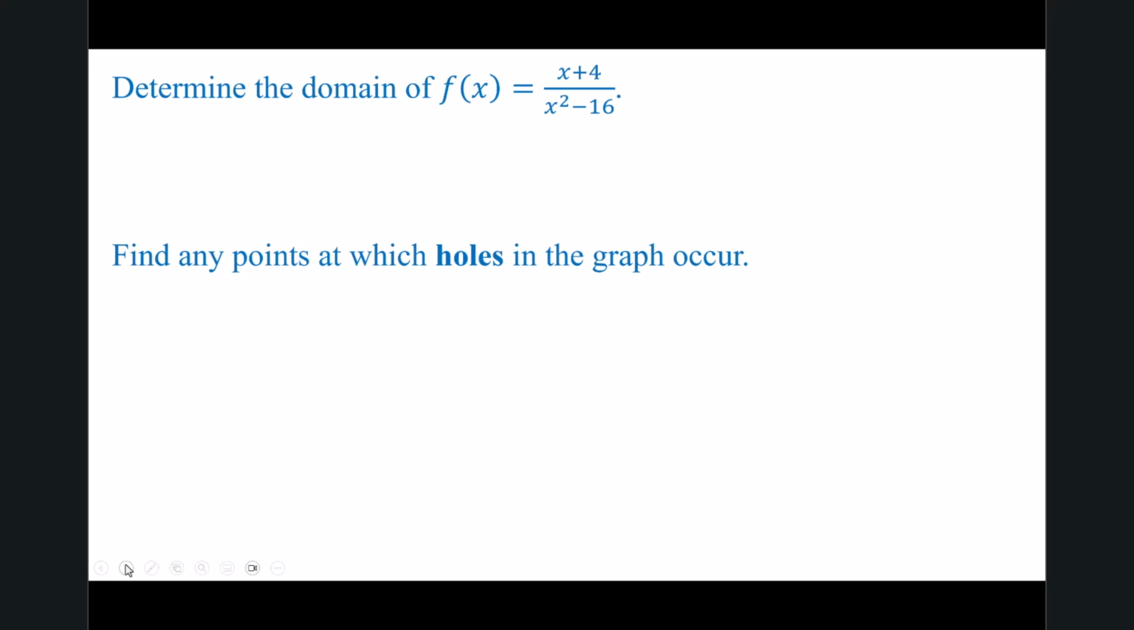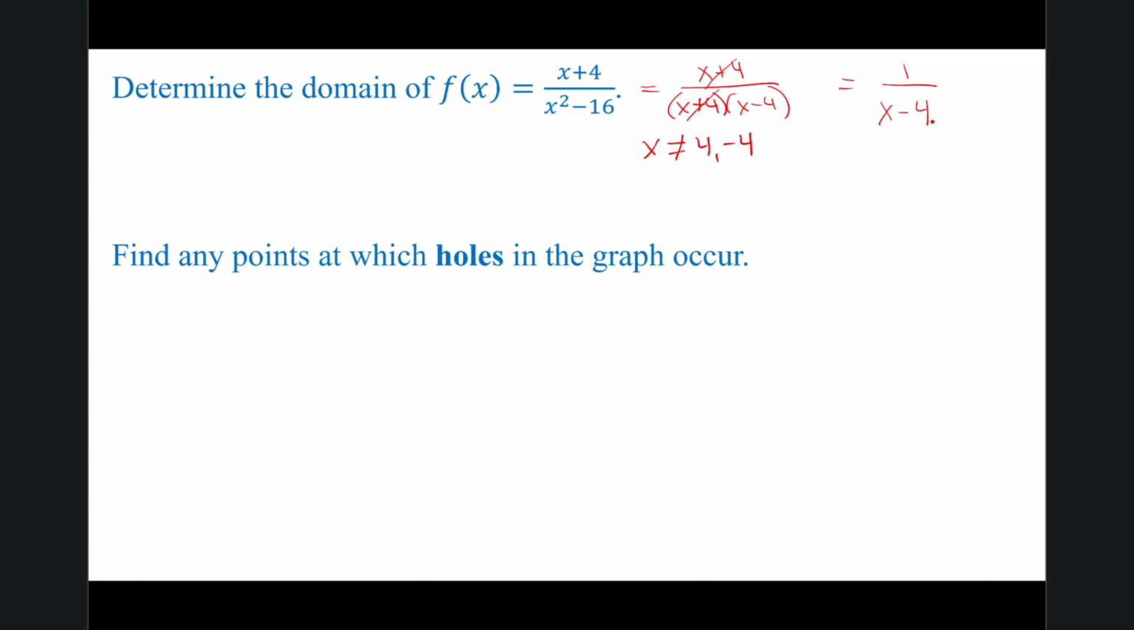For this function, f of x equals x plus 4 over x squared minus 16, we're going to first find the domain. So we'll factor the numerator and denominator. The numerator is already factored as far as it can go. Our denominator is x plus 4 and x minus 4. Find the domain before you simplify the function. So x cannot be 4 or negative 4. So find the domain first, and then we can simplify the function. So x plus 4 will cancel out, and we're left with 1 over x minus 4.